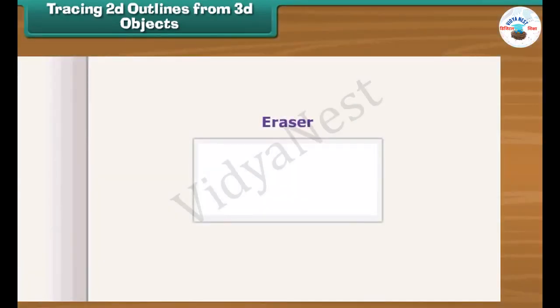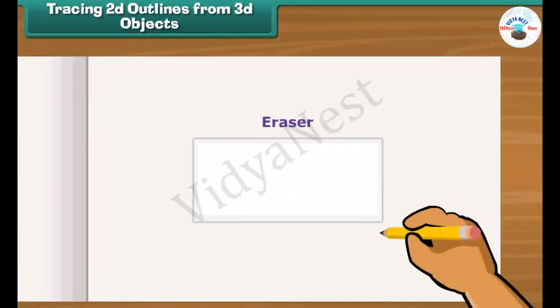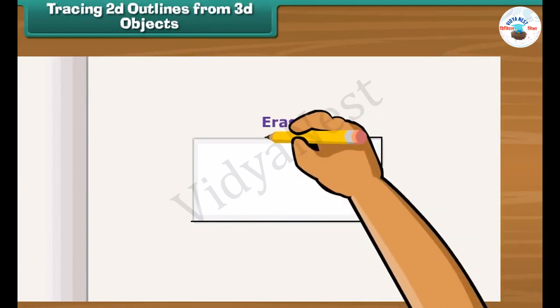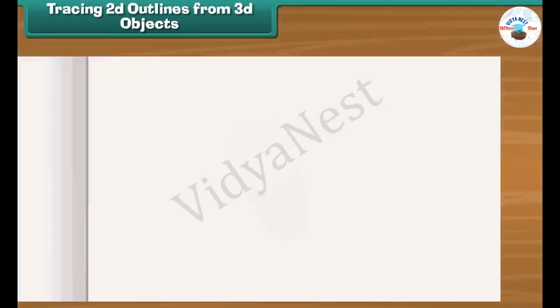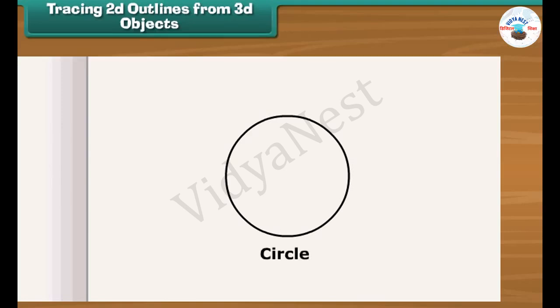Place an eraser on a sheet of paper. Draw lines along its outer edges. Remove the eraser. You can see a rectangle on the sheet. Place a chalk vertically on a sheet of paper. Draw a line along its outer edge. Remove the chalk. You can see a circle on the sheet.